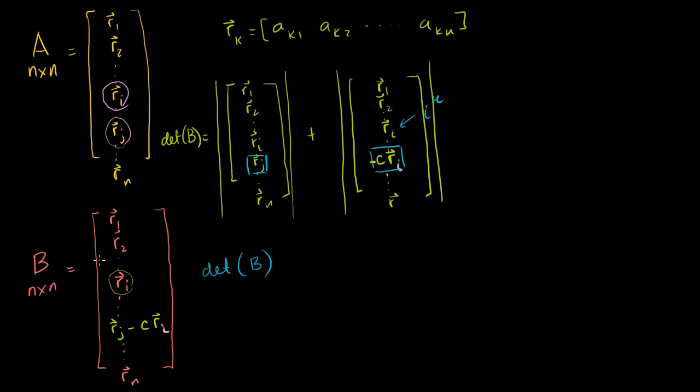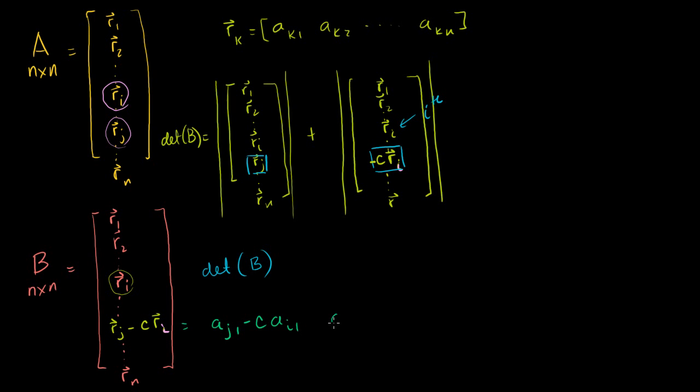So let me rewrite this. This row would look like this: the first term would be Aj1 minus C times Ai1. That would be the first term in that row.